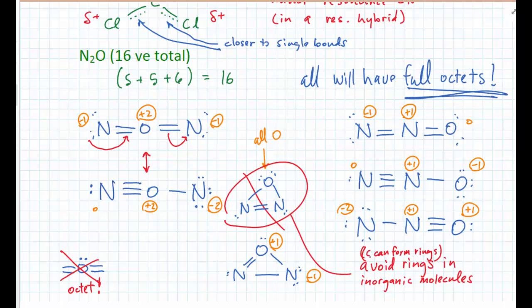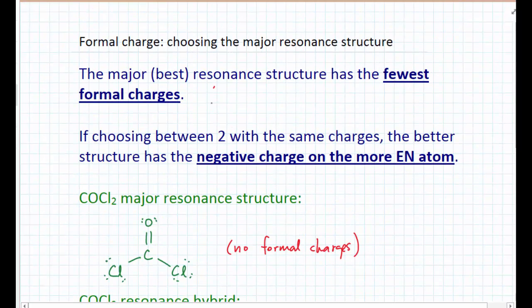All right. So tell me the rule that we had up above that helped us decide which is the major resonance structure. What are we going to look for? Negative charge on a more electronegative atom. Yeah. And even before that, we're going to look for the one that has the fewest formal charges. Okay. I'm also going to add something here. And lowest magnitude.